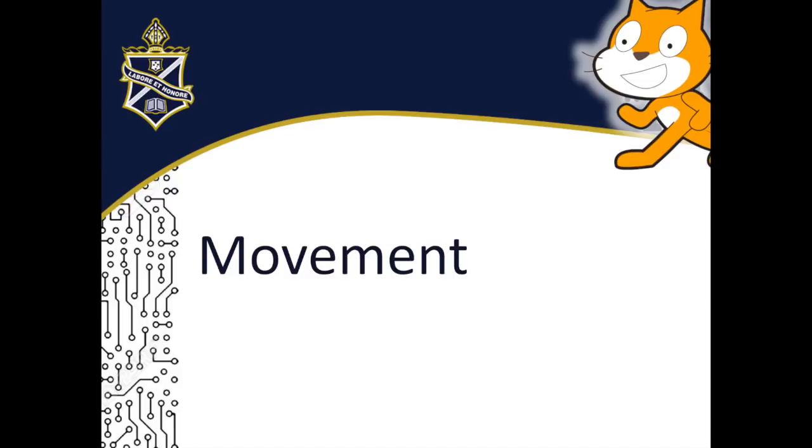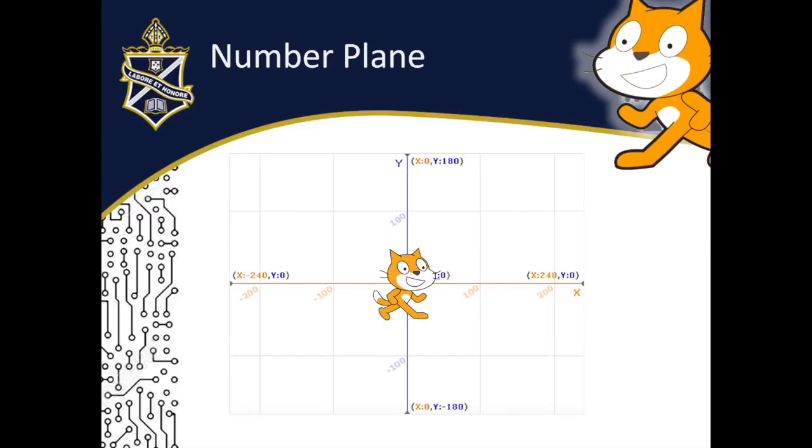It's now time to look at the idea of movement of our sprites in Scratch. So as we go along, we're going to start by thinking about our number plane, and the Scratch cat or the Scratch sprite that you have on the stage lives on a number plane. It has an X position and a Y position.